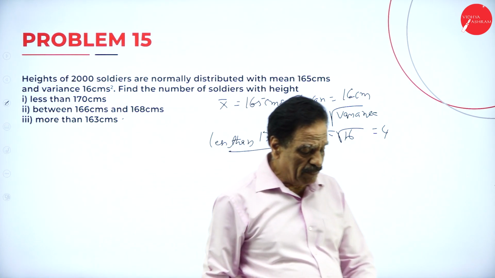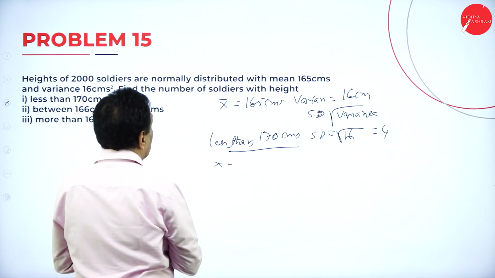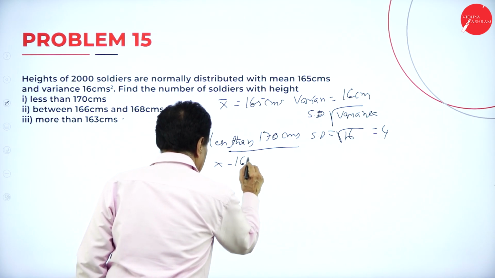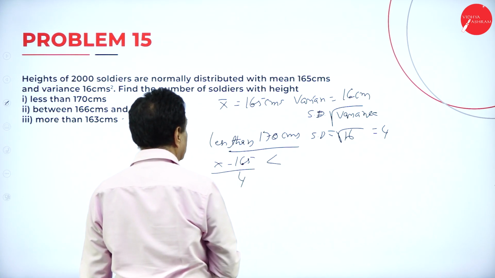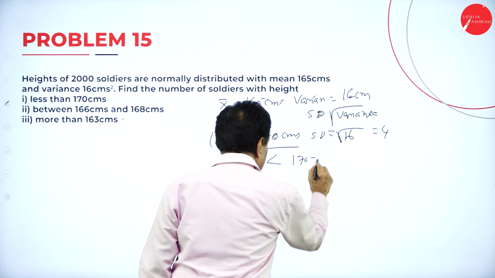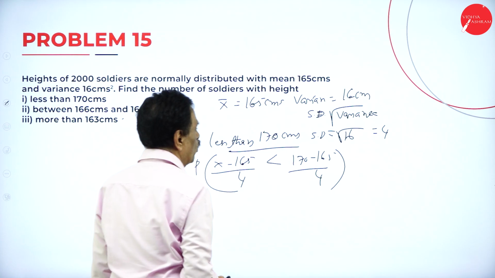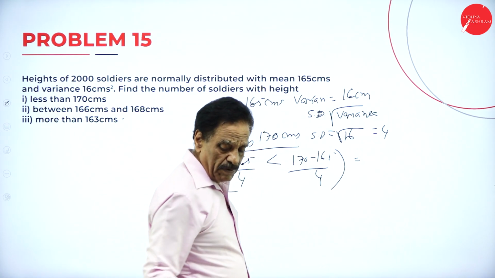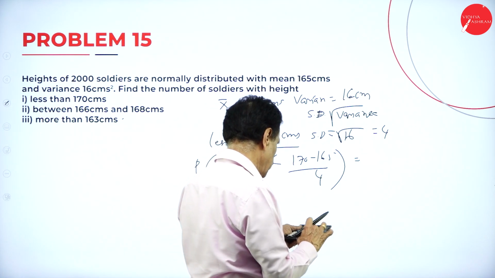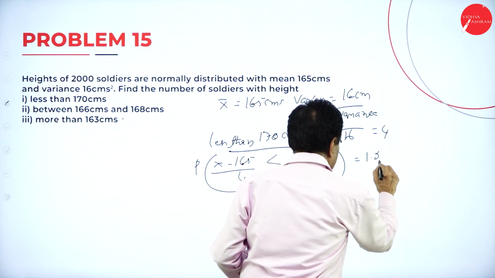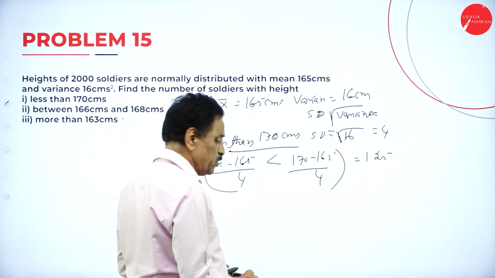Less than 170 meters. X minus the mean, what's your mean? 165, divided by the standard deviation, which is 4. Less than, what's the X value? 170 minus 165 divided by 4. So 170 minus 165 is 5, divided by 4, that is 1.25. So we need the value for 1.25.